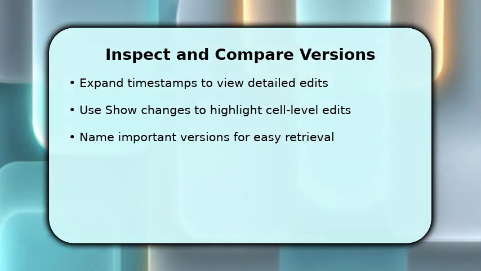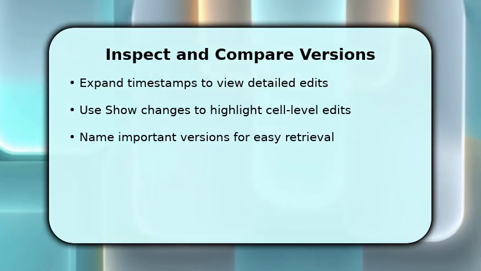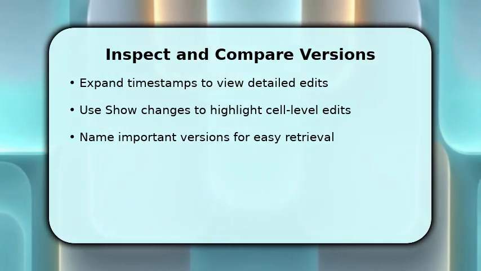Make sure to name key versions as you go so you can find them later. Naming creates clear restore points and avoids accidental overwrites when you or collaborators return to the sheet.